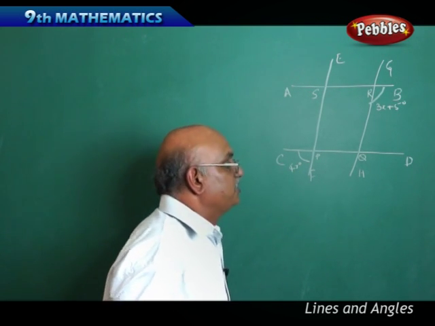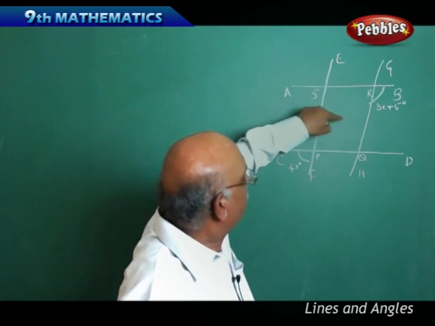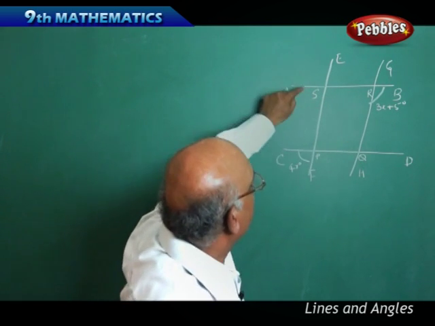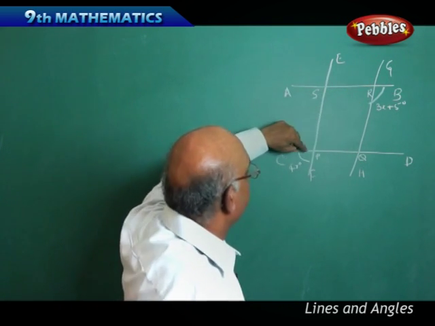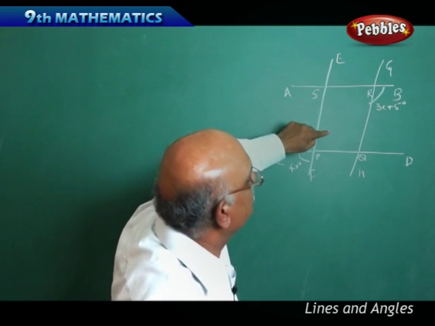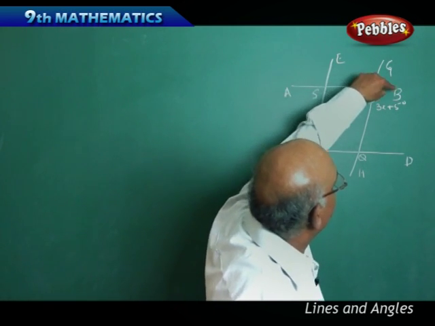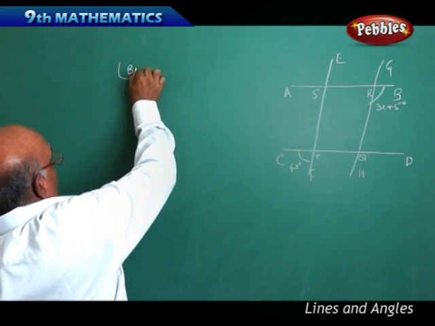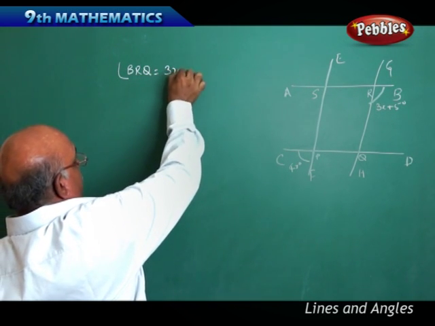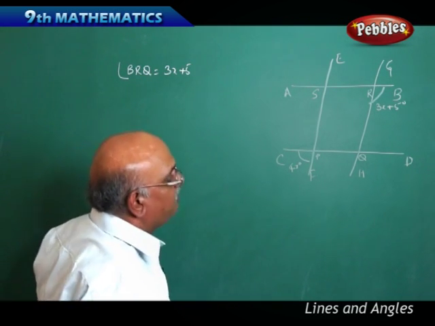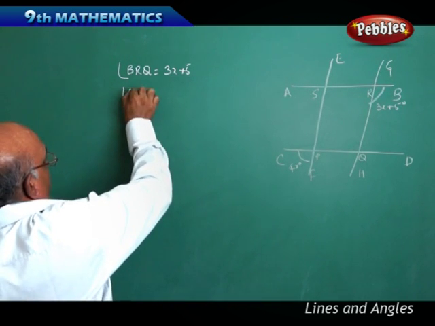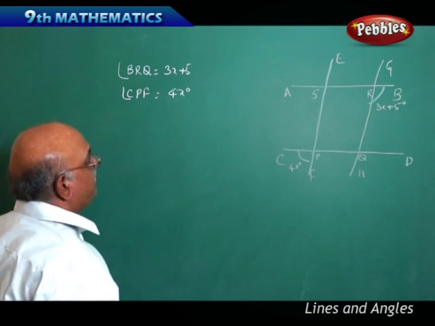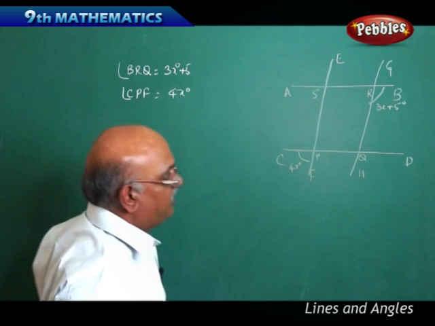Now if you look at this particularly, AB is parallel to CD and EF is parallel to GH, and they are intersecting at the points P, Q, R, S. The angle BRQ is given as 3x plus 5. In the same manner, angle CPF he had given as 4x degrees. Our main task is to find out what the x value is.